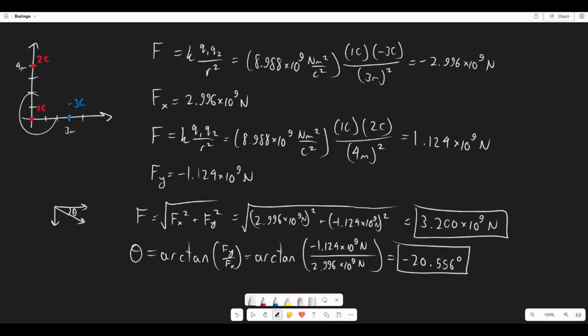Thus, our 1 Coulomb charge experiences a net force of about 3.2 into 10 to the 9 newtons at about negative 20.556 degrees from the x-axis.